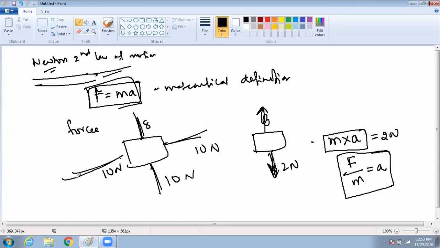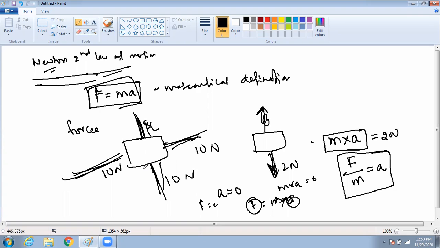When it's saying the net forces acting on the body, if there is 10 Newton here and 10 Newton there, then what is the acceleration? Acceleration is 0. Why? Because the force is 0. Force equals m into a. Your mass cannot be 0. The force can be 0 and a can be 0. So no net force means all the forces are cancelling each other, so the body is not moving at all.